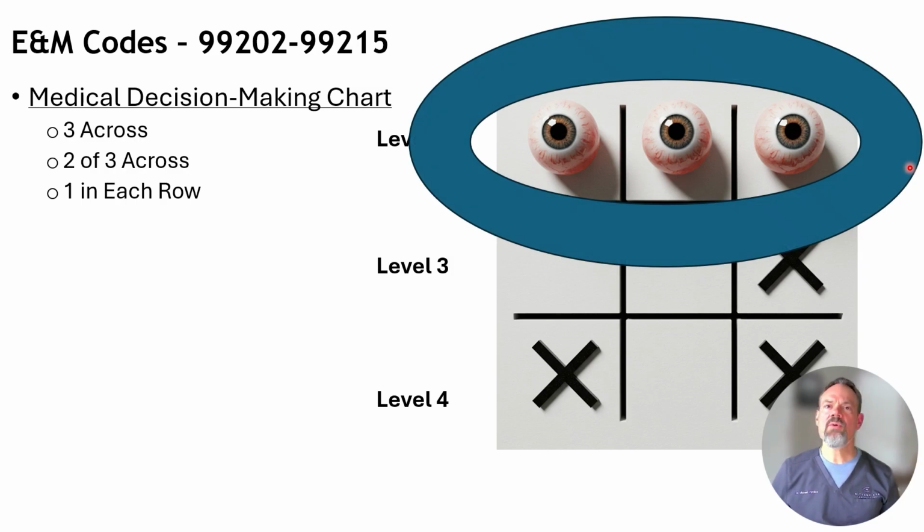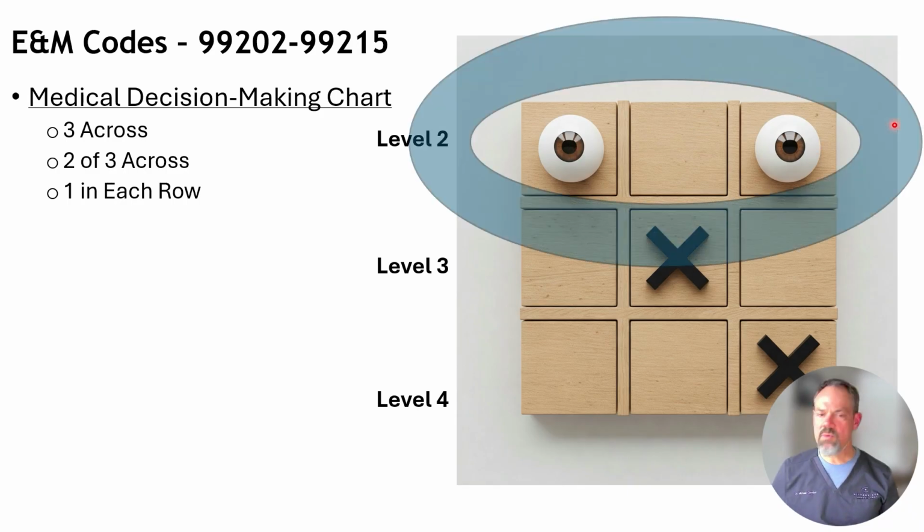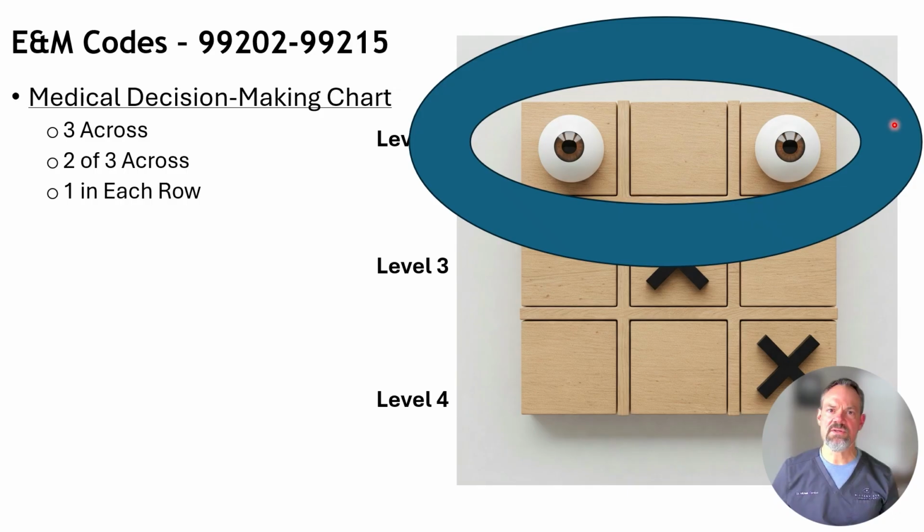But that's not the only way to meet a certain level. There are 2 other ways to meet a certain level. A second way is to have 2 out of 3 in a column. So we've achieved this, and so we've also achieved a level 2. So again, we can have 3 across, or we can have 2 of 3, both ways of achieving a certain level.